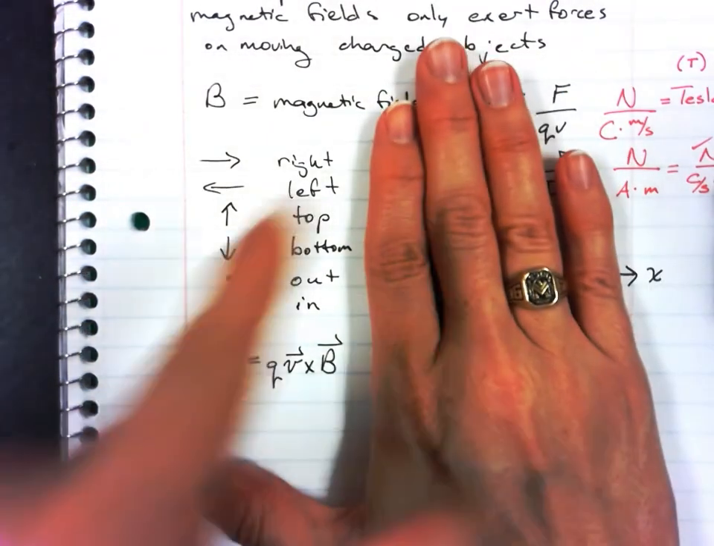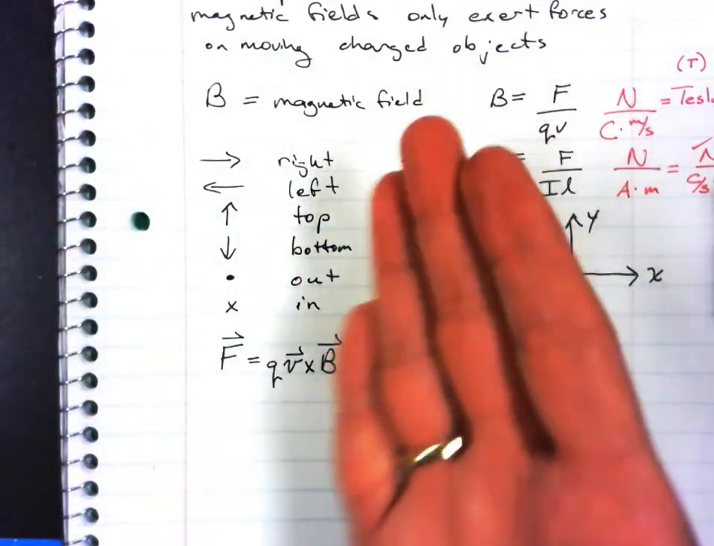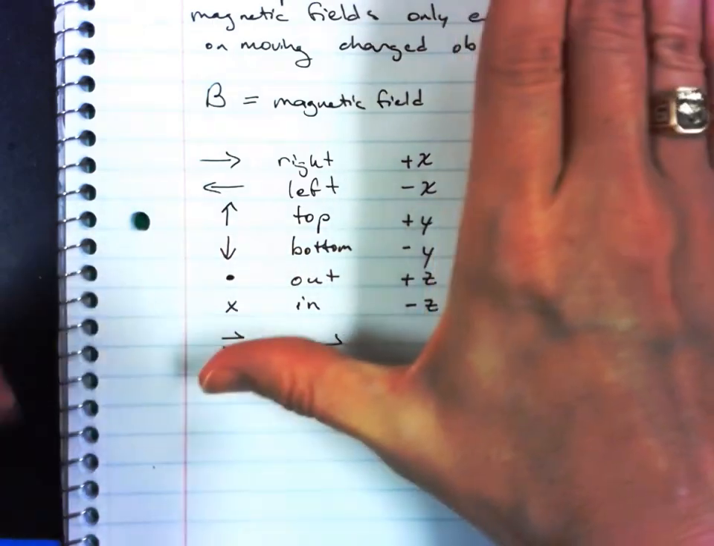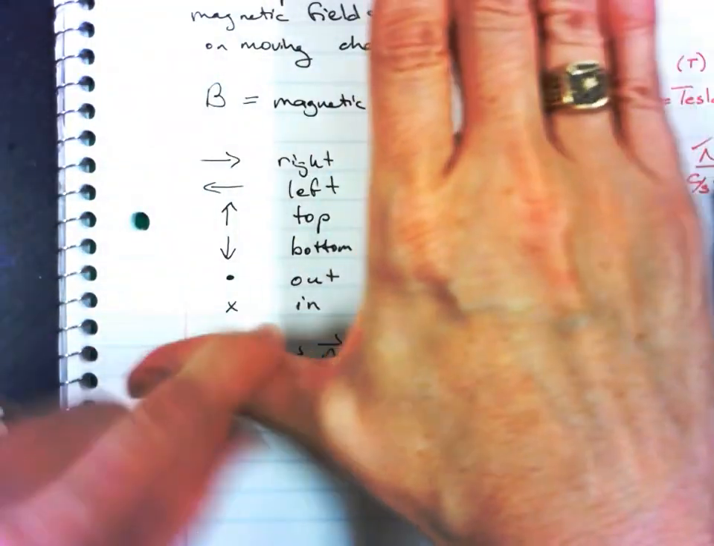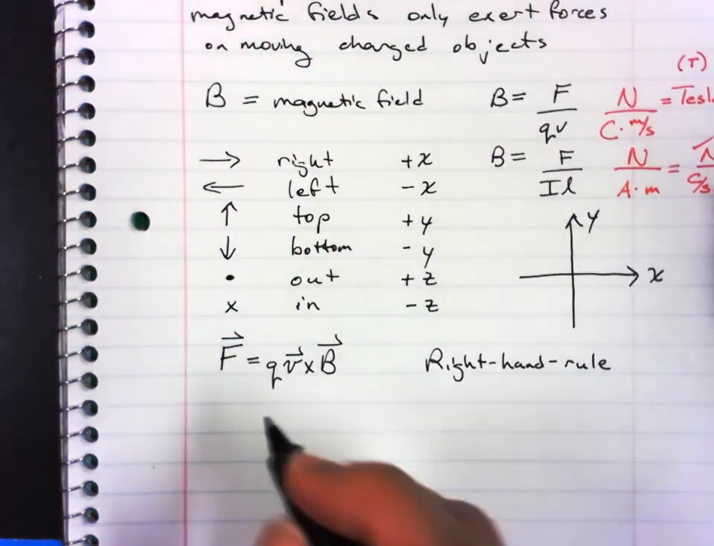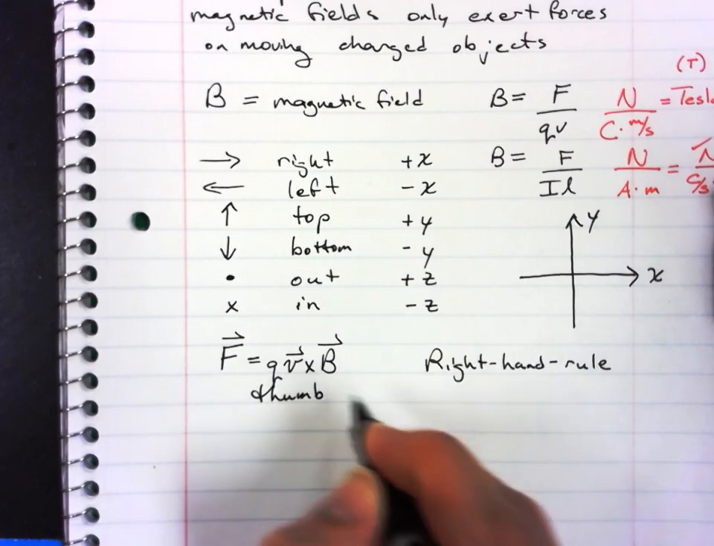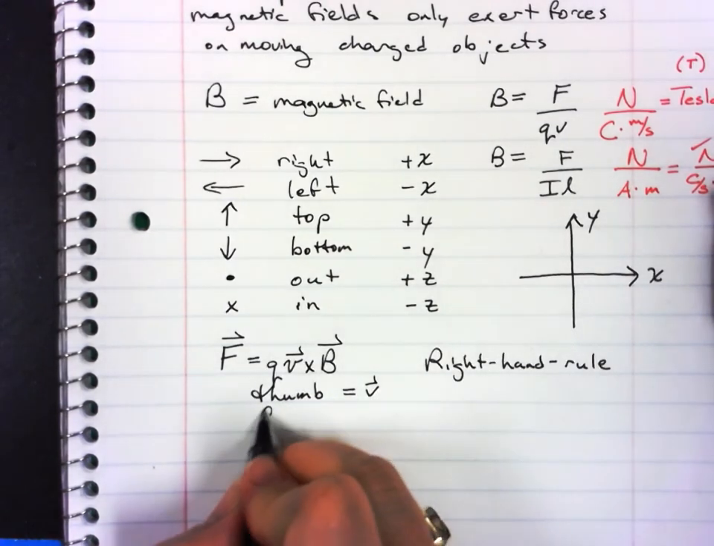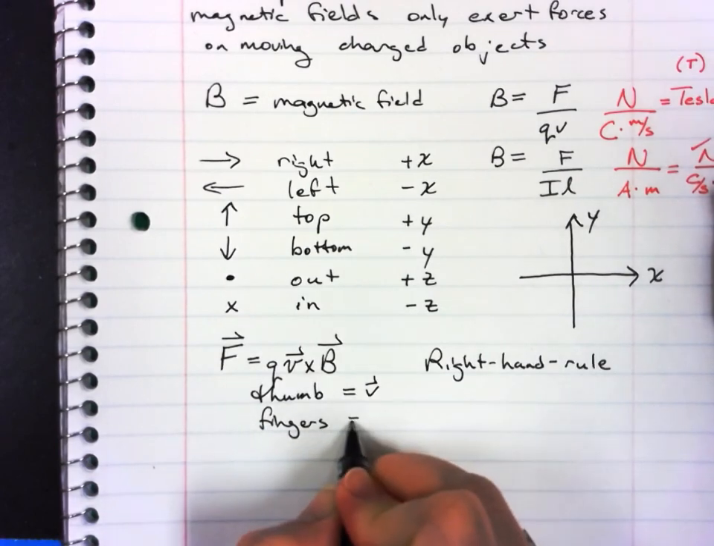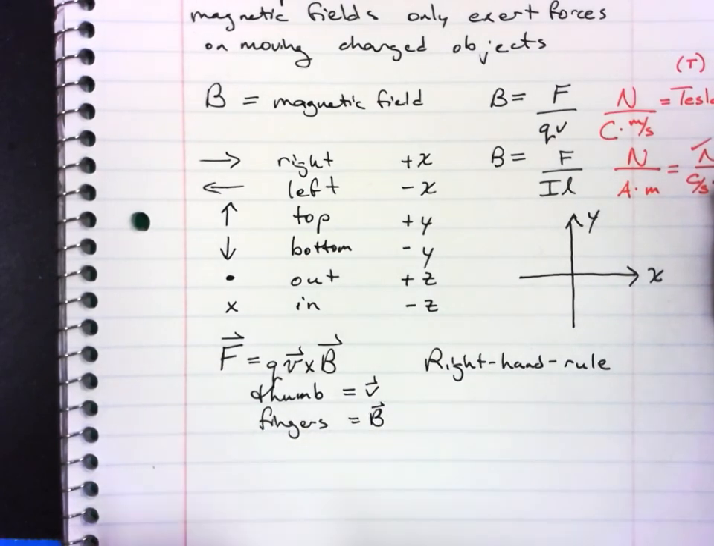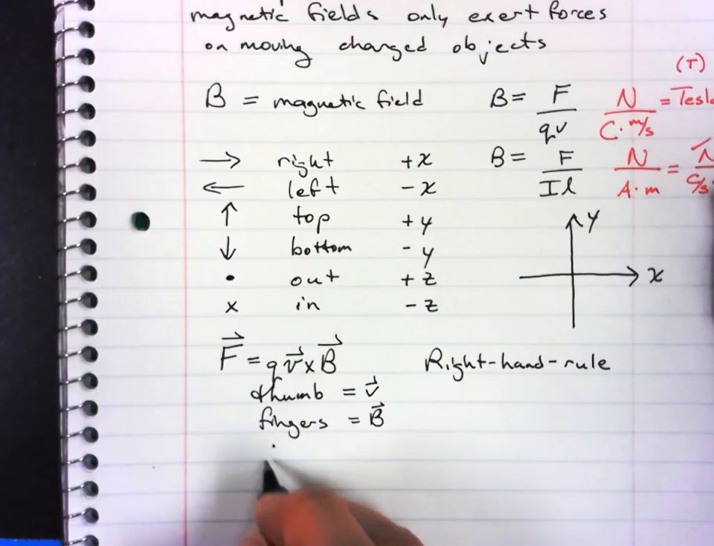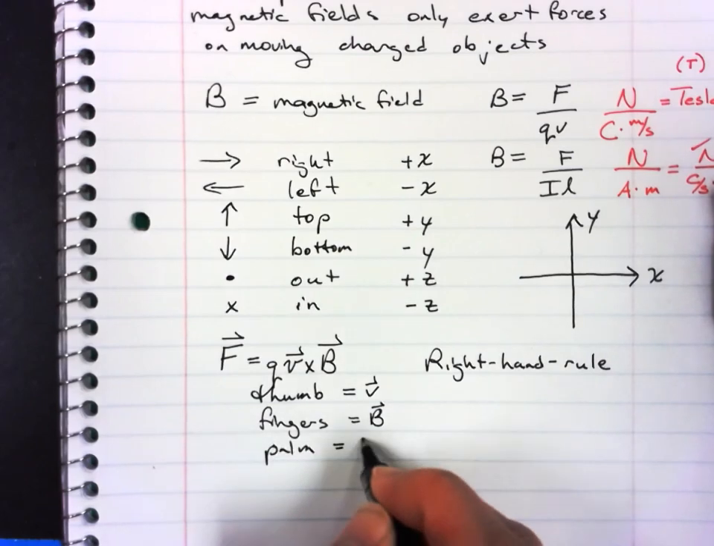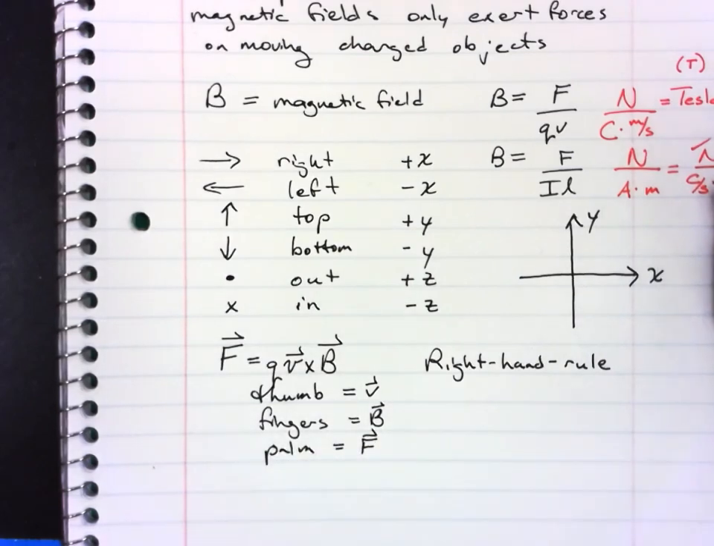And then your fingers, different parts of your hand have different assignments. Your thumb can point, like it's an arrow. Your thumb is the direction of the velocity. Your fingers are the direction of the magnetic field. And your palm shows the direction of the force.